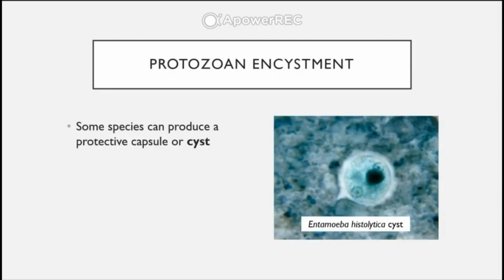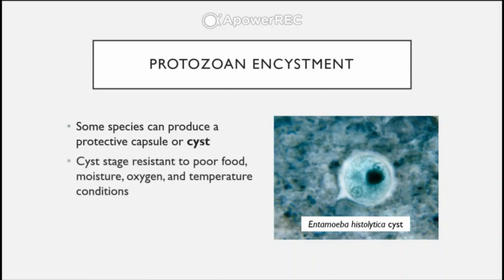Some species can produce a protective capsule that is called a cyst. So here we have a protozoan encystment in Entamoeba histolytica. In the cyst stage, they are resistant to poor food, moisture, oxygen, and temperature conditions. And many parasitic protozoans are transmitted in this cystic stage.